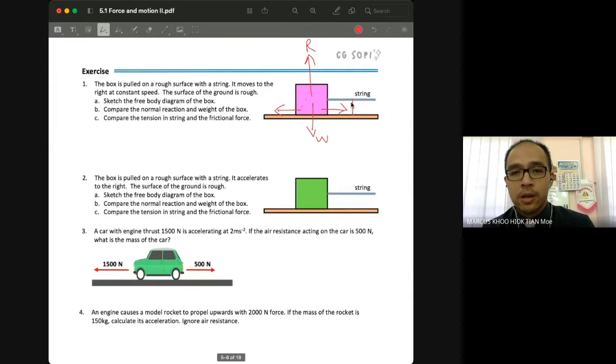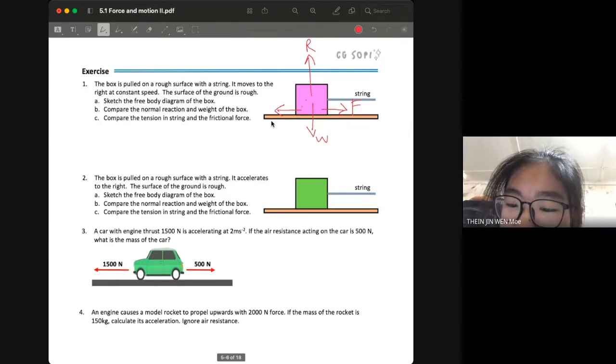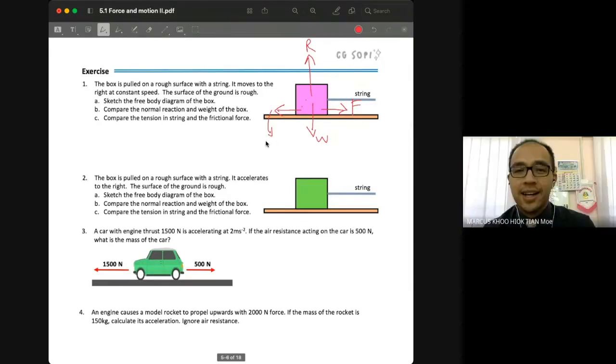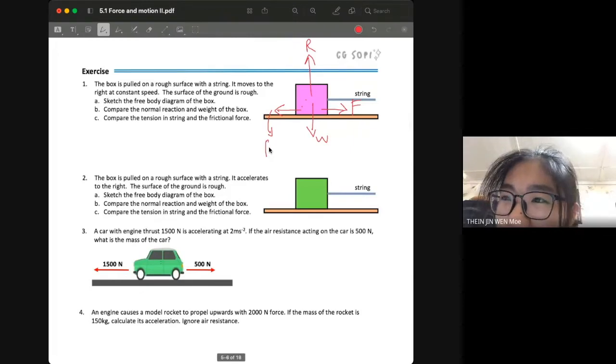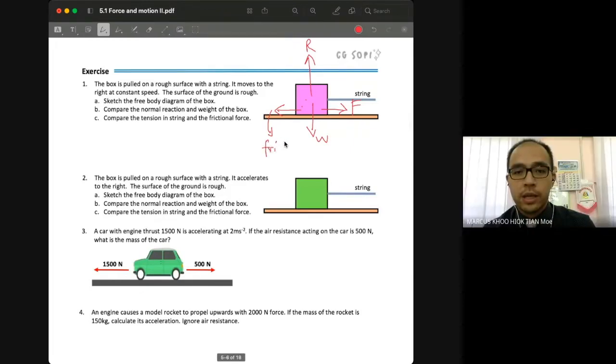So I'm going to call this the F, the pulling force. What is this left one called? Friction. Very good. Okay, frictional force. Now remember, frictional force. Oh my word! Sorry, my writing. What is happening to my pen?